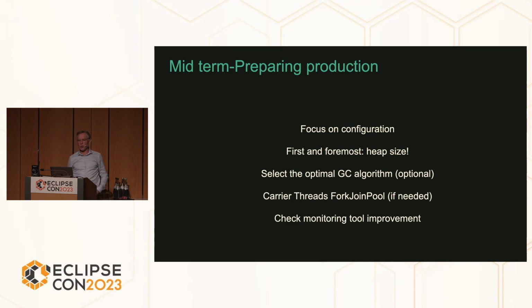Midterm, preparing production. Focus on configuration. First and foremost, heap size. Select the optimal GC algorithm. It's optional, but you can test alternatives to G1. You can also configure the fork-join pool, the carrier thread fork-join pool, if needed. I won't recommend starting with this. By default, it's okay. Check monitoring tool improvements. I expect many improvements in the JVM regarding that.